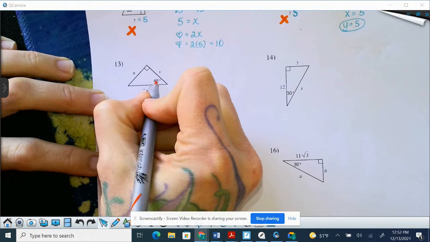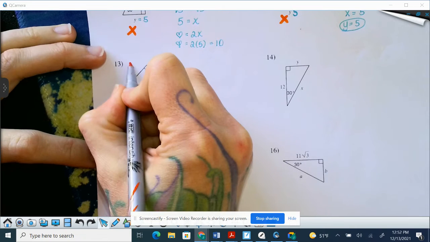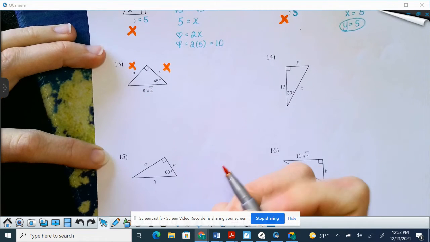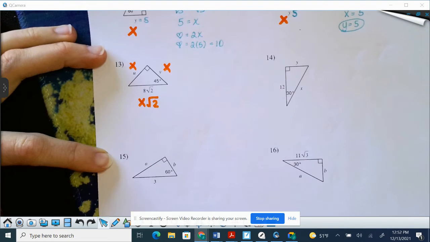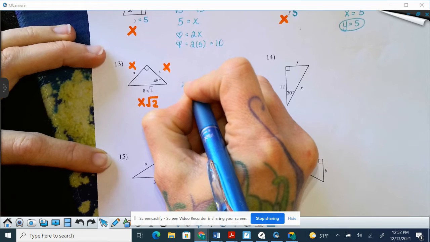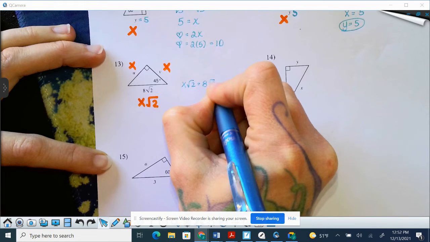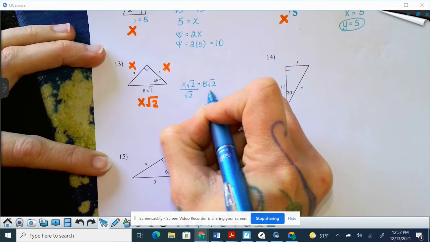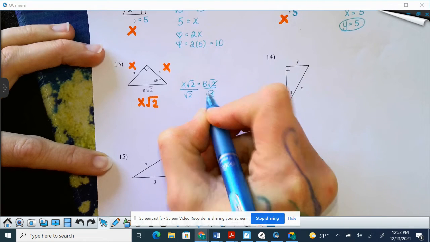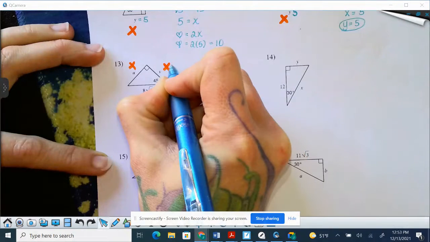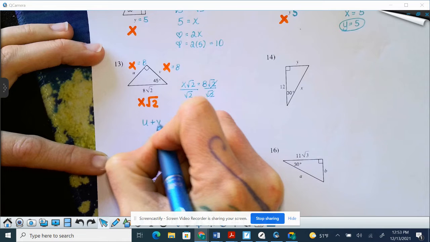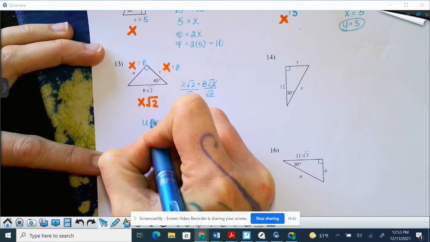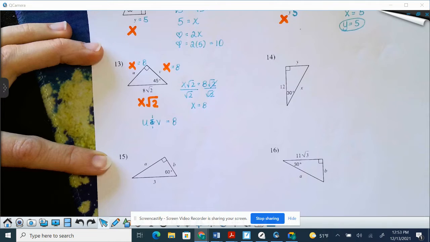If we know this is 45, we know this is 45, which means these two legs have to be the same. And our hypotenuse is x square roots of 2 every time. So if I know that x square root of 2 is equal to 8 square root of 2, get x by itself, divide by the square root of 2. These guys go away, so x is going to equal 8. So that means this side is equal to 8, and this side is equal to 8. So u and v are equal to 8. So for number 13, they're both equal to 8, u and v.